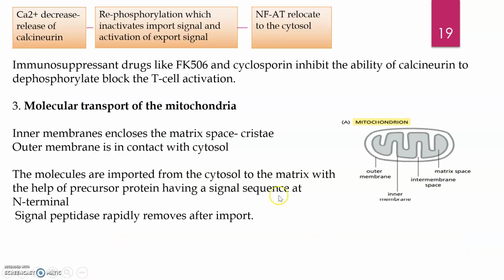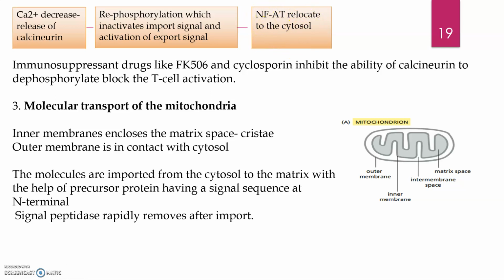And once T cell activation takes place, there is more release of the T cell and binding of its antigen. After killing all the antigens, it needs to go back into the normal state, where the calcium decreases, the release of the calcineurin decreases, and rephosphorylation inactivates the import signal, and activation of the export signal takes place. Therefore, the NFAT, the nuclear factor of activated T cells, relocates into the cytosol.